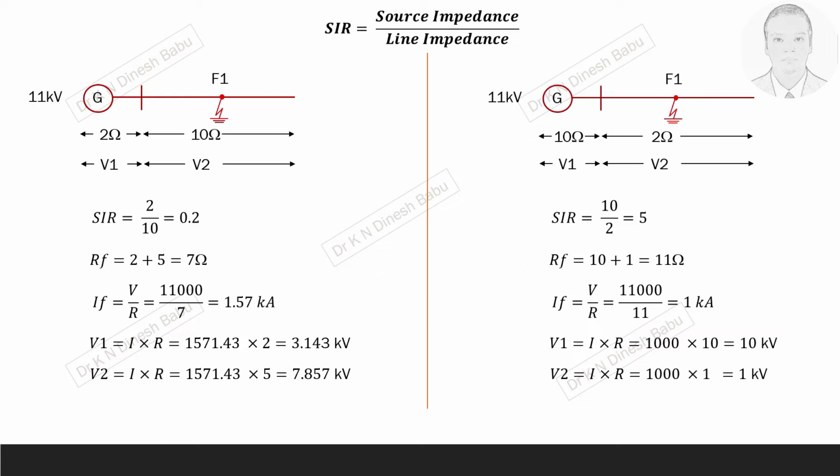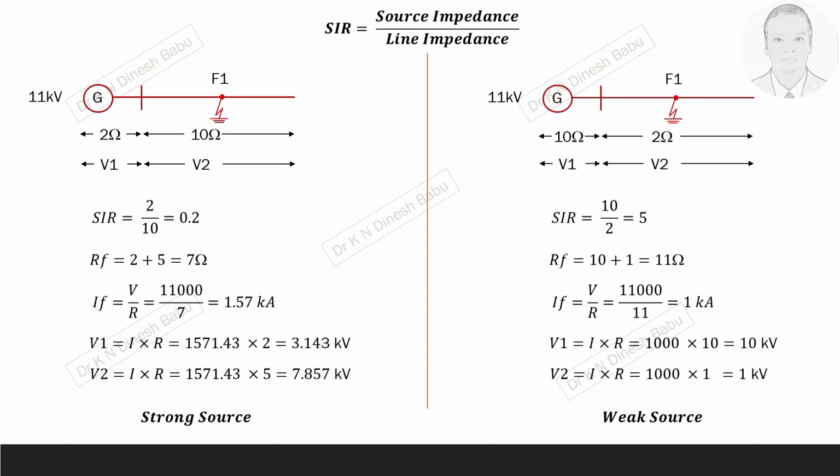So from this, what do we conclude? When you look at the fault current, in case 1 it is 1.57 kilo amps, whereas in case 2 it is 1 kilo amp. Whenever we see a source which is capable of feeding a huge amount of current to the fault, it is called a strong source. A strong source is one which is capable of feeding any amount of fault current. And what is a weak source? A weak source does not have that much current to feed the fault.